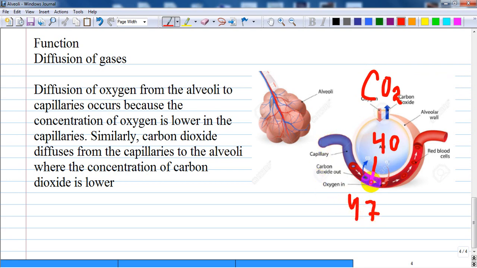And this difference is around 7 millimeters of mercury. So this represents a gradient and allows passage of the carbon dioxide from the bloodstream in the capillary, as well as with oxygen, where there is a difference in pressures and diffusion of oxygen from the alveoli into the capillary.